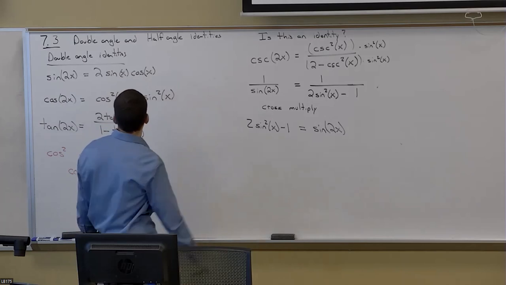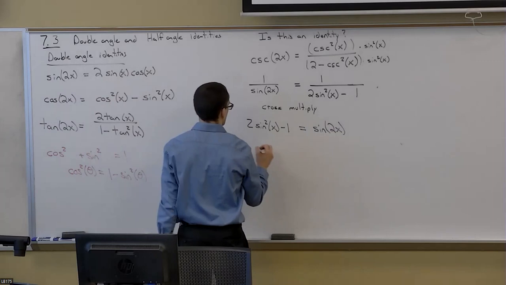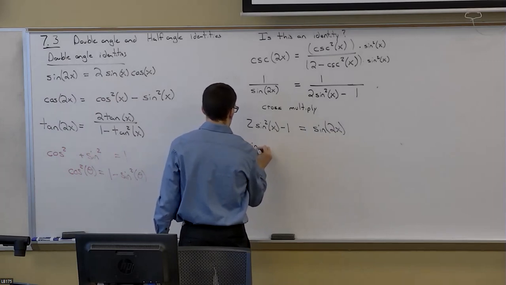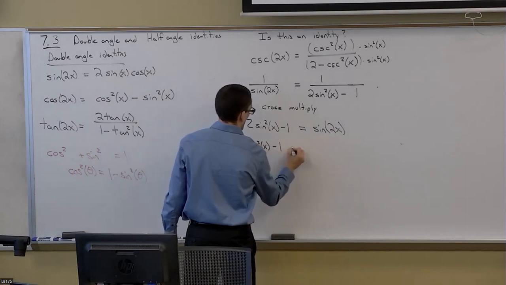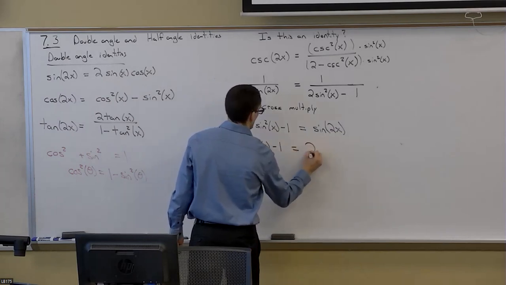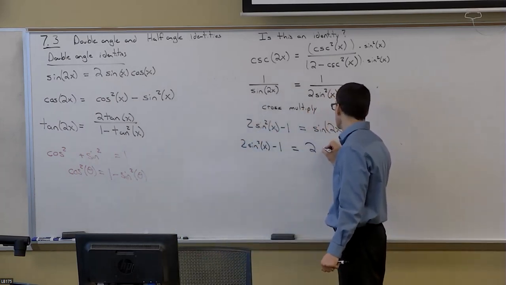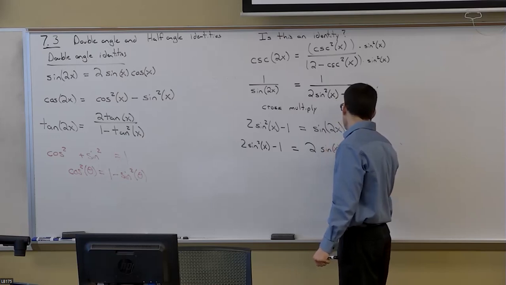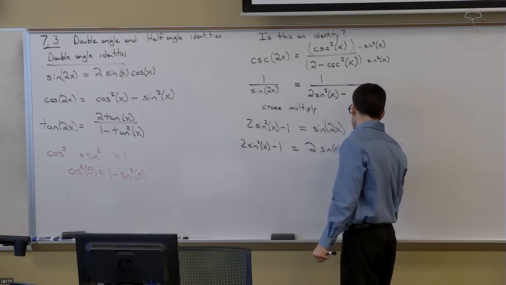Well, shoot. Let's do this. Sine of 2x is 2 times sine of x times cosine of x.